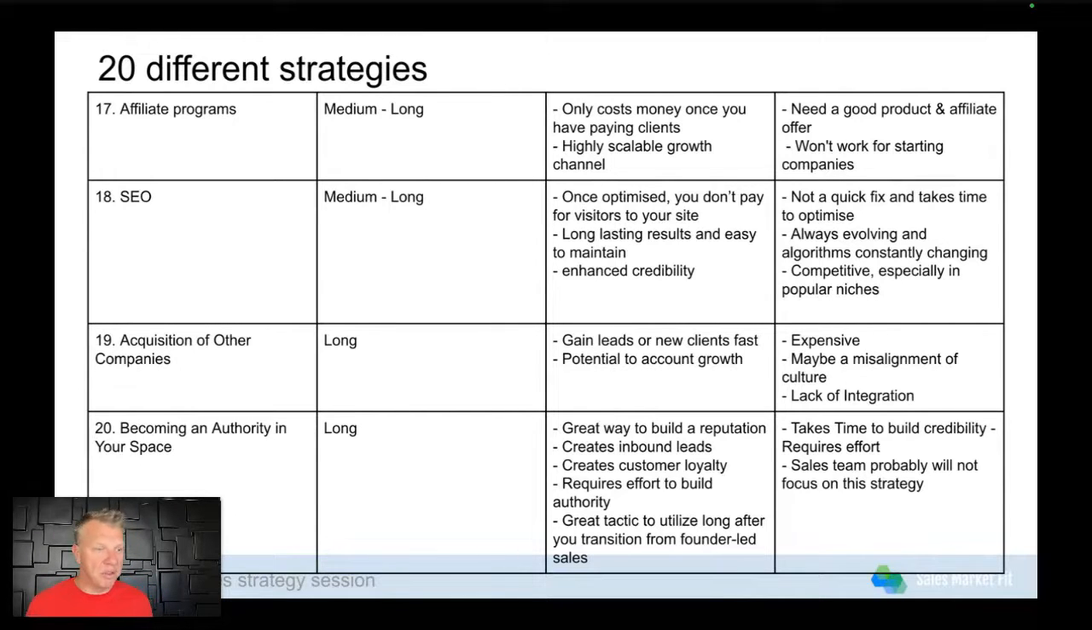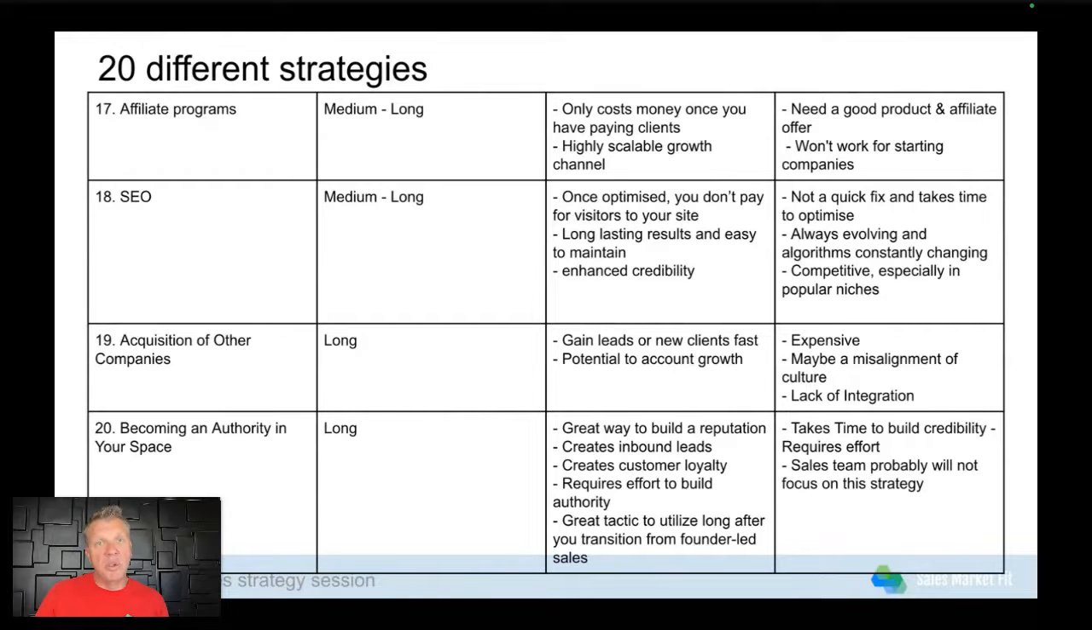Now, once they become an authority in their space, leads, I would imagine, are coming to them. Opportunities are coming to them. It's a great way to build an inbound lead process. It creates customer loyalty. It requires effort to build authority. It's a great tactic to utilize long after you transition out of founder-led sales. But it takes time to build your credibility and requires effort.